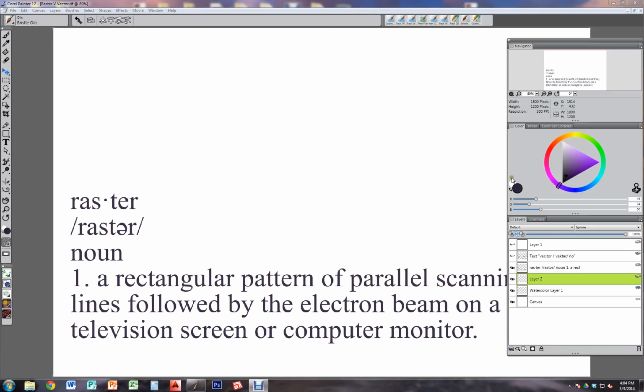Hey everybody. Today we are going to talk about the difference between rasterized and vector images. When we paint on a real surface, it looks like real paint, it reacts like real paint, because guess what?